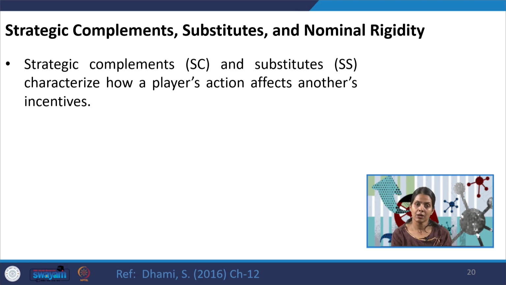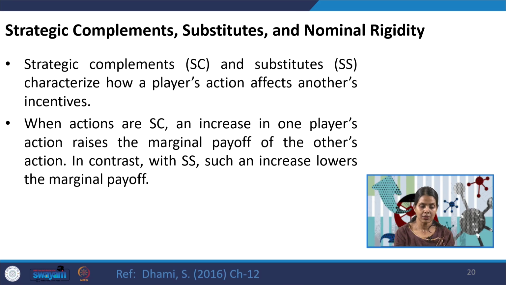The next thing we talk about is strategic complements, substitutes and nominal rigidity. Strategic complements, or in short SC, and strategic substitutes, which are SS, characterize how a player's action affects another's incentives. When actions are strategic complements, an increase in one player's action raises the marginal payoff of the other's action. In contrast, with strategic substitutes, such an increase lowers the marginal payoff. So, it is simply the way we understand complements and substitutes in economics. Complements, they go together; substitutes, they replace each other.